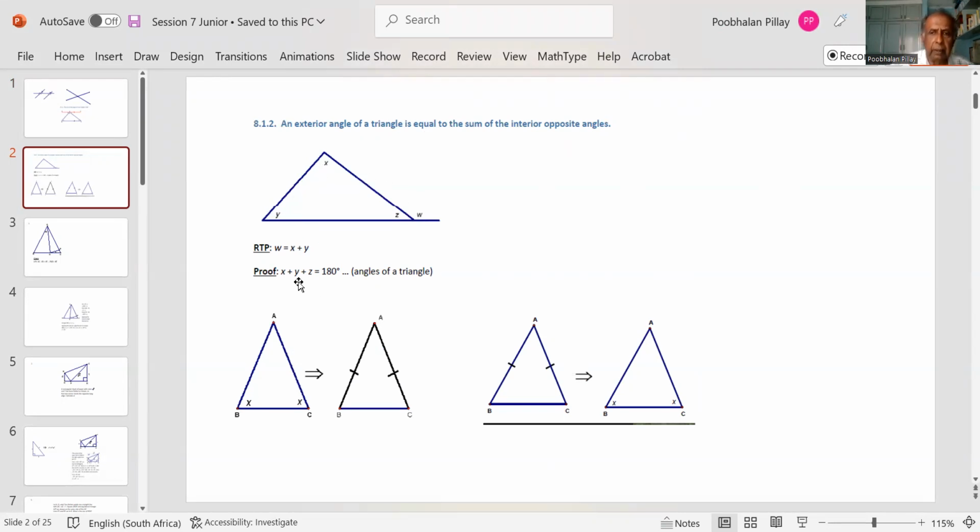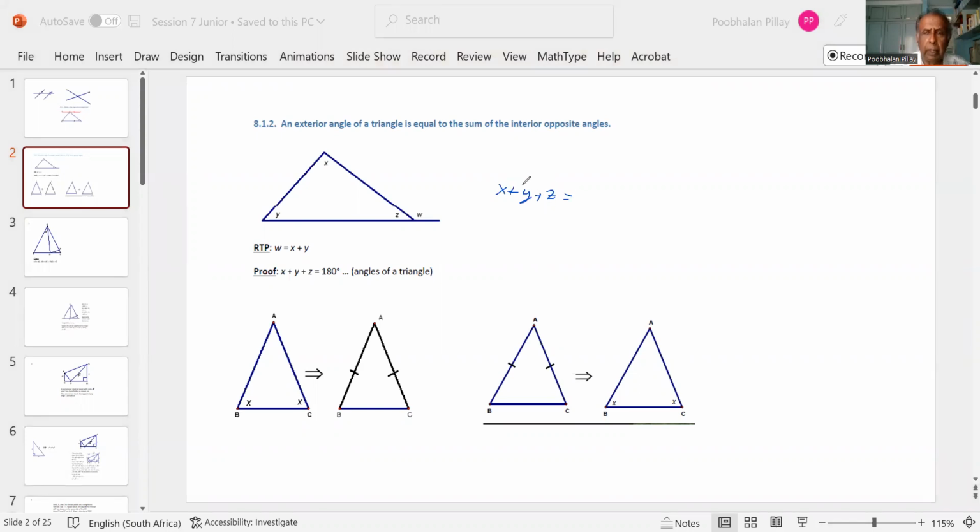The answer is very simple. I see that I haven't really proved it down here, but you can prove it. The reason for this is x plus y plus z, we saw just now, that's 180 degrees. And we also know that W plus Z, those two angles lie on a straight line. So W plus Z is also 180 degrees. And if you cancel the Z's, there you have it. X plus Y equals W, which is exactly what we said. X plus Y equals W.